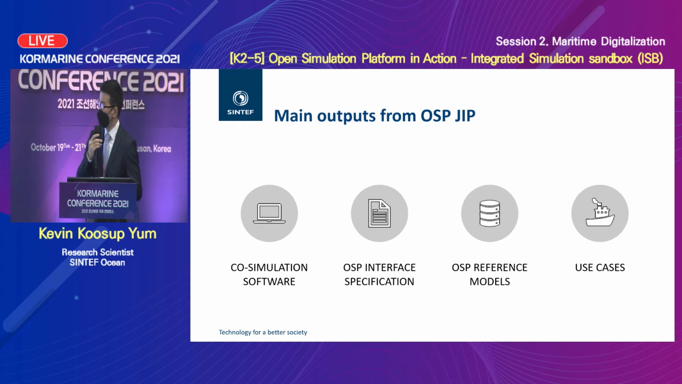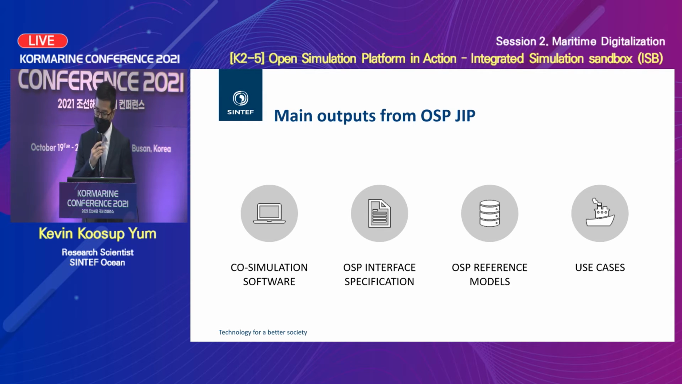We launched the OSP JIP, joint industry project, with 27 international partners in 2018, and we completed the project last year. We came up with four main outputs. The first output is co-simulation software that is provided as open source software. The next one is the OSP interface specification, which defines a standard for interfaces between models.